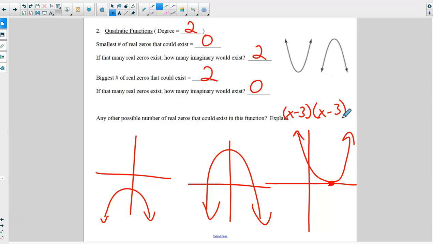I will also throw out there, imaginary solutions always come in pairs. That's why when we did the quadratic formula, whenever you had an i, you always had a plus or minus in front of it. That's always the case. Any questions about this one?